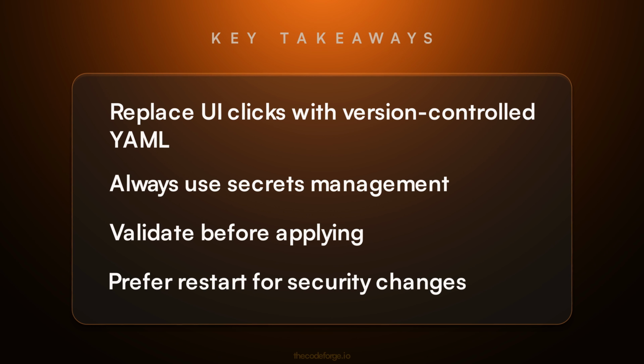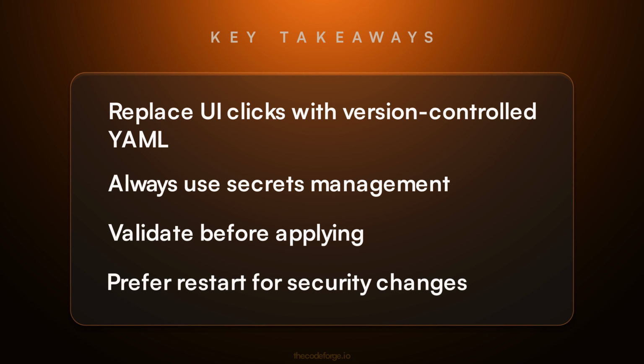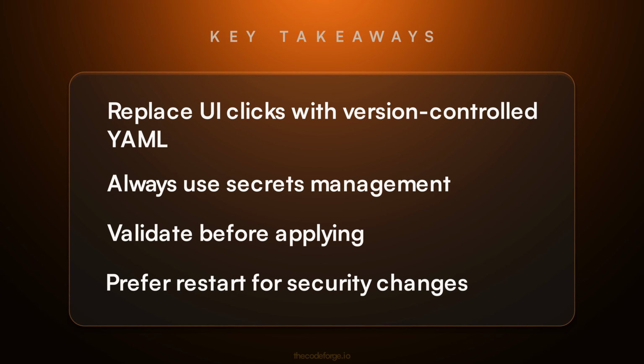To wrap up, remember, JCasC lets you manage Jenkins as code. Always validate your YAML, use environment variables for secrets, and prefer restarts over reloads for critical changes. This approach ensures reproducibility and disaster recovery.